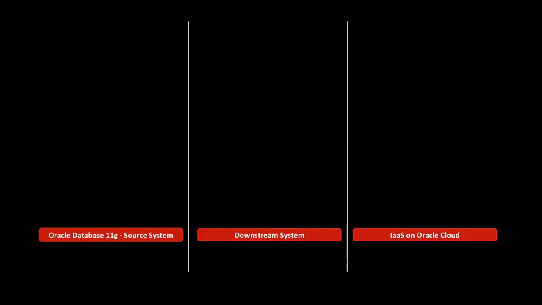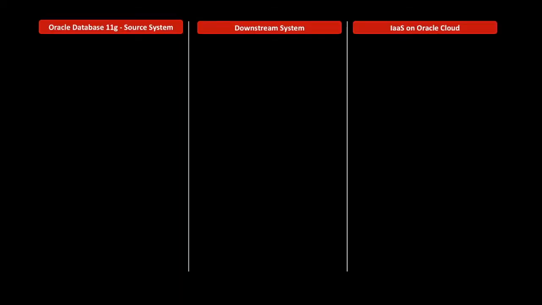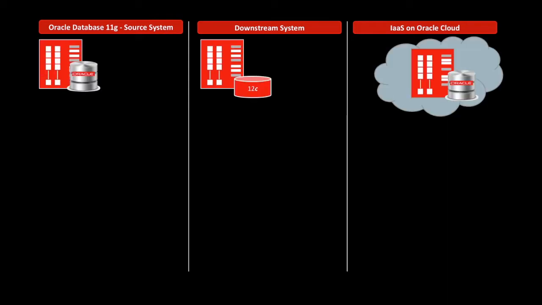Let's begin with the transformation roadmap. We will be working with 3 systems. The source, which we refer to as the production system, the Oracle GoldenGate 12c downstream system, and the target, Oracle Database 12c running on Oracle Cloud.